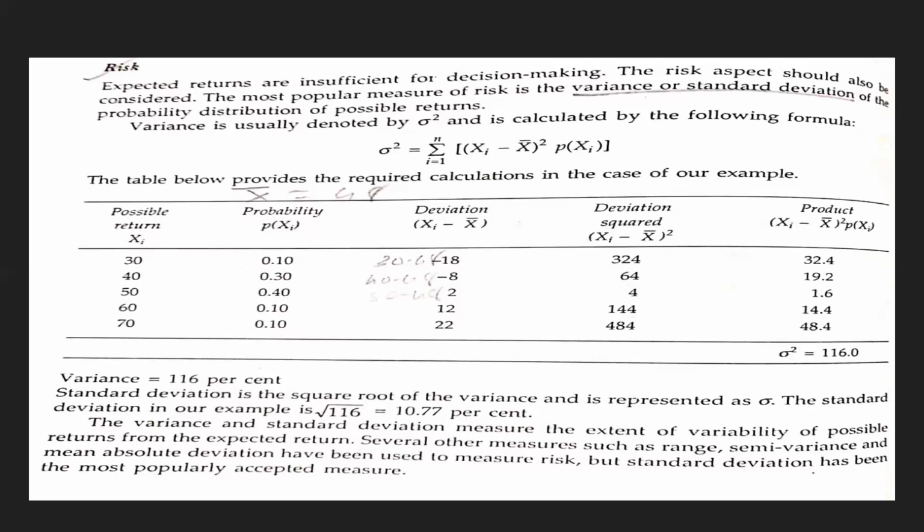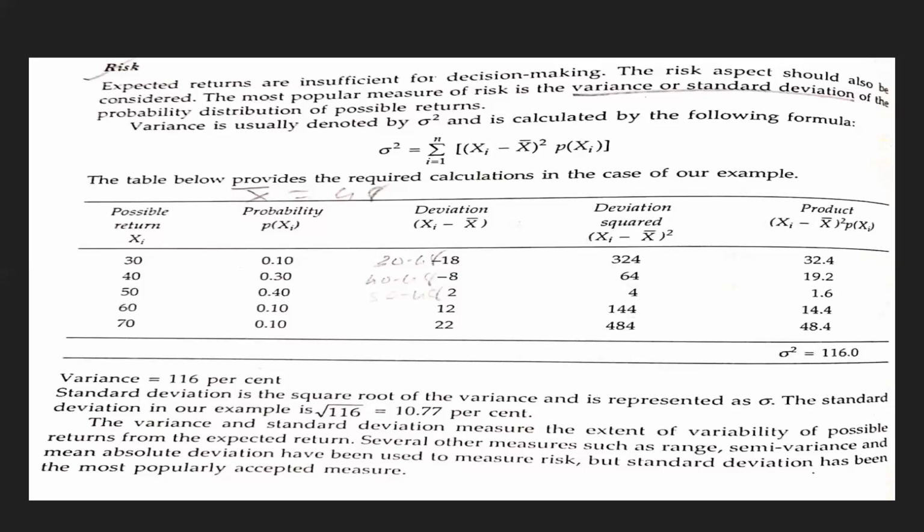Now calculate the total, you get the variance, which is the sigma square. 116 is the value. To arrive at the standard deviation, you know it is always the square root of the variance. Standard deviation is nothing but the square root of variance. So you calculate the square root of 116, and you will get 10.77%. That is the risk element involved.